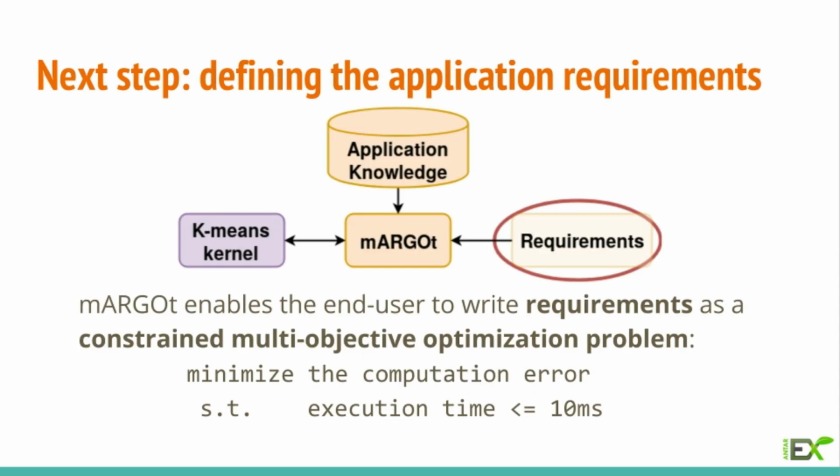In the next step, we define the application requirements as a constrained and multi-objective optimization problem. In this way, mARGOt knows how to select the most suitable software knob configuration. In this example, we assume that the end user would like to minimize the computation error, provided that the execution time is less than 10 milliseconds.